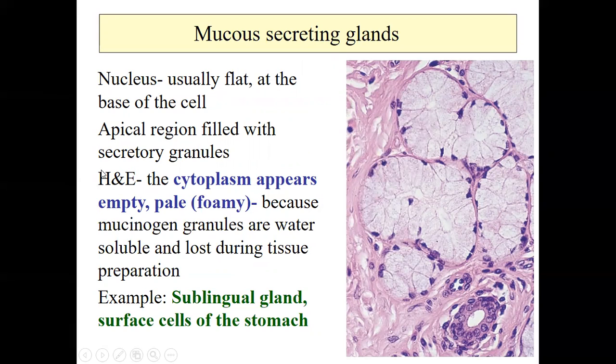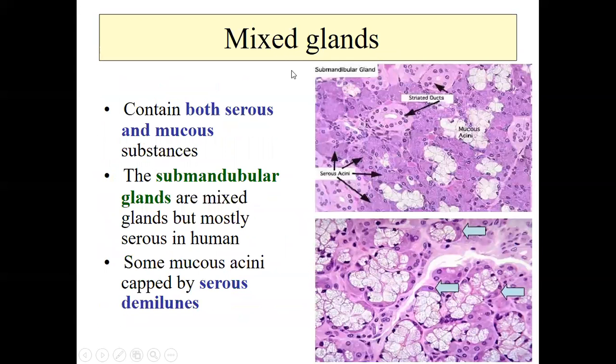Under the H&E staining, the cytoplasm appears as empty. That's why it's pale in color. It's like foamy, because the mucinogen granule is water soluble. It will be lost during the tissue preparations. The examples here are the sublingual gland and also the surface cell of the stomach.